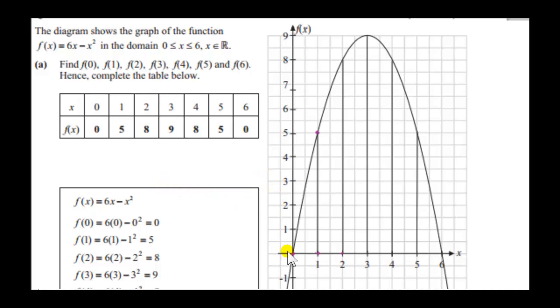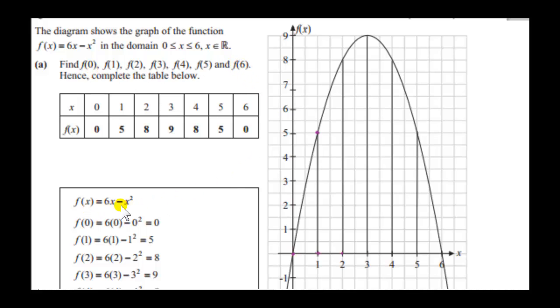In this example, we have a graph of the quadratic function f of x equals 6x minus x squared. Because the x squared term is negative, the coefficient of x squared is minus 1, the graph is an inverted U shape. It's an inverted parabola. We're going to look at the values of f of 0, f of 1, as far as f of 6, all the integers from 0 to 6.